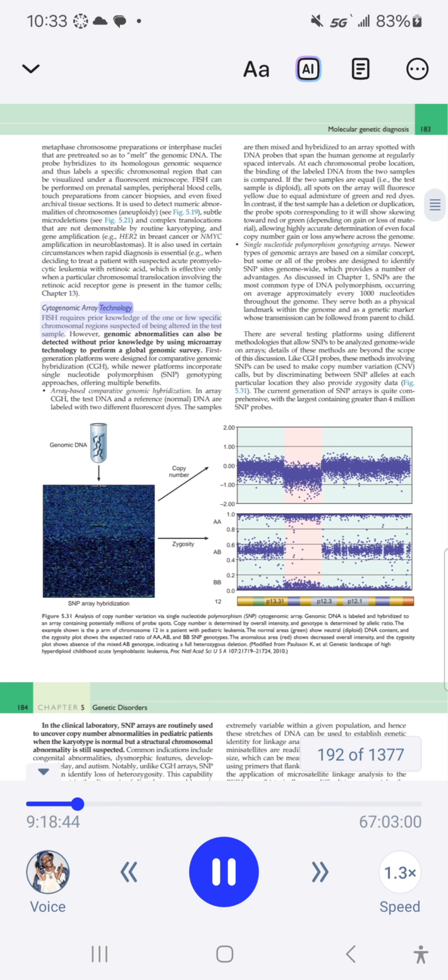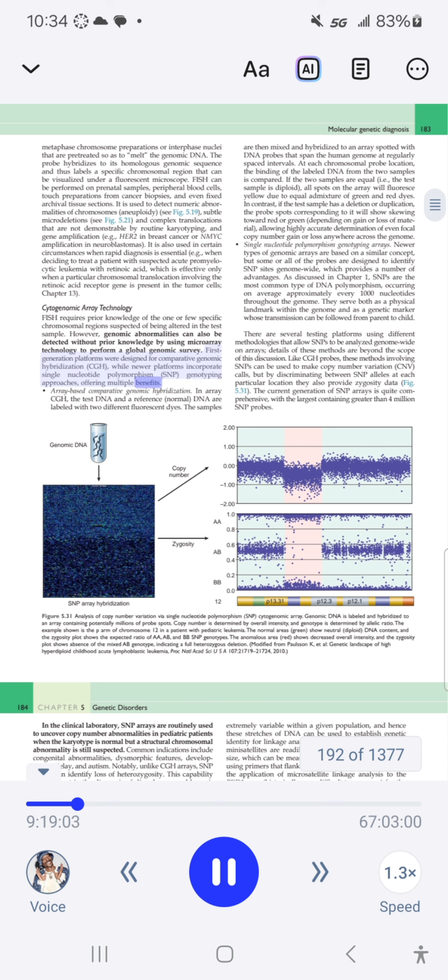Cytogenomic array technology. FISH requires prior knowledge of the one or few specific chromosomal regions suspected of being altered in the test sample. However, genomic abnormalities can also be detected without prior knowledge by using microarray technology to perform a global genomic survey. First-generation platforms were designed for comparative genomic hybridization (CGH), while newer platforms incorporate single nucleotide polymorphism (SNP) genotyping approaches.